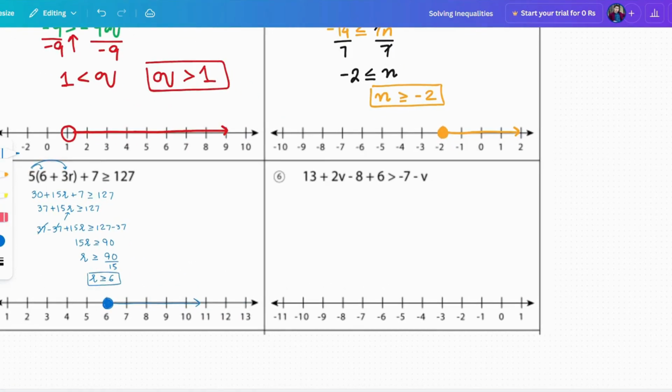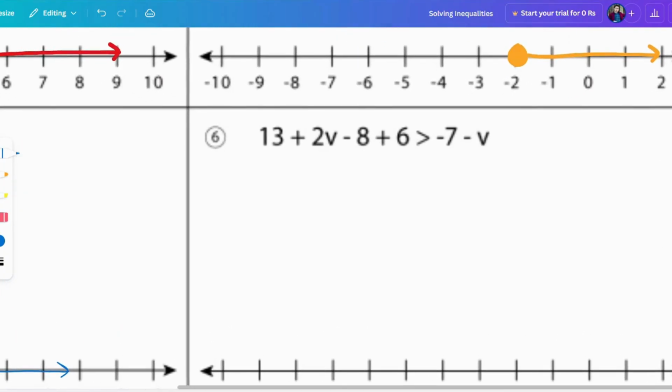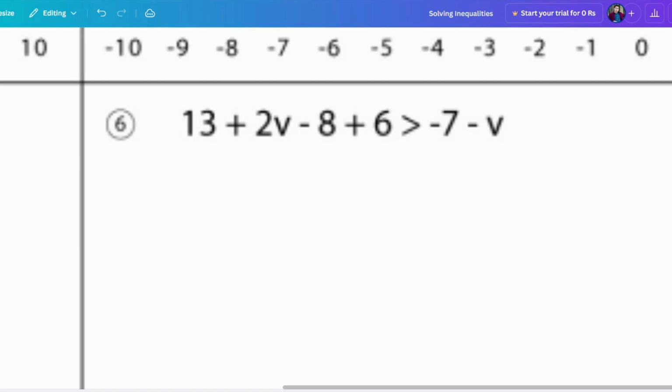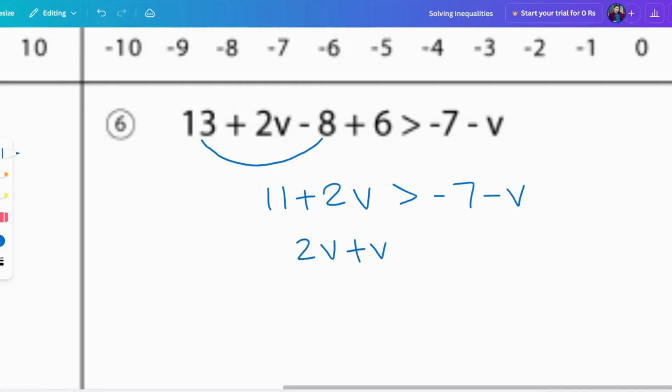So now if you just move towards question number 6 real quick. So for this one, let me rearrange it. Alright, so we have 13 minus 8. I'm just going to be combining like terms, okay? So 13 minus 8, that's equivalent to 5, and 5 plus 6, that's equivalent to 11. 11 plus 2v is greater than minus 7 minus v, okay? So in order to eliminate this v, I will add v on both sides. So 2v plus v, and 11 is over here, okay, is greater than minus 7 minus v plus v. They will just cancel out with each other, okay?